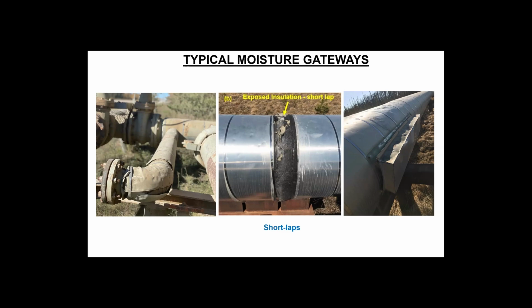So these are three unique scenarios which can be given a common name, a moisture gateway. And the one in the middle, in real life, we call that a short lap. That's a technical term used among the tradesmen.